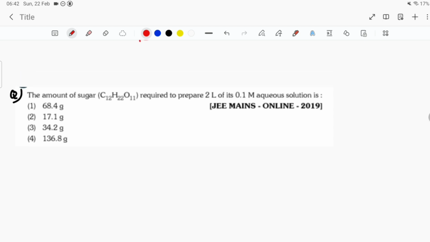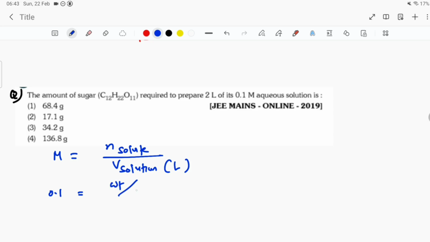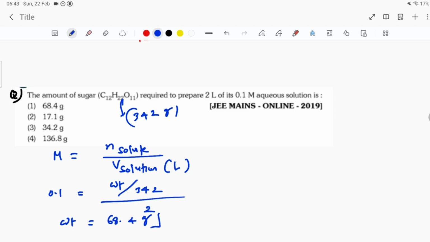Next, the amount of sugar required to prepare 2 liters of its 0.1 molar aqueous solution is. So here we have to calculate the amount. First we take molarity is equal to number of moles of solute by volume of solution in liters. Molarity is given. Number of moles, weight, how do we calculate? Weight by molecular weight of sucrose, which is 342. They give atomic masses. By volume of solution, 2 liters. So weight is equal to 68.4 grams, that is option 1.